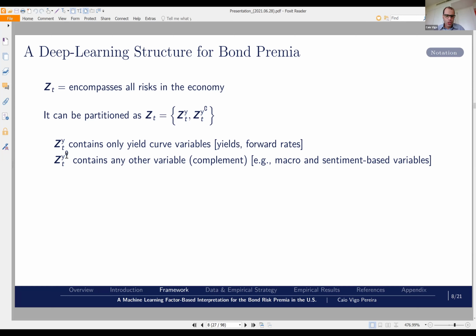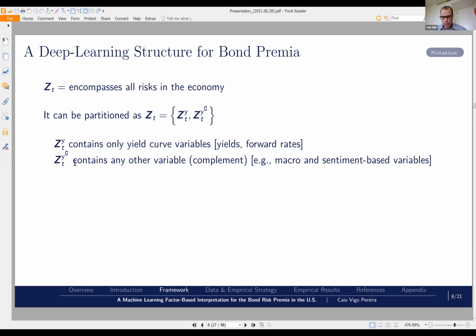That is all information that should be useful for us to understand the bond risk premium, but we cannot find it in the term structure. So for instance, perhaps there is macroeconomic information which is not being spanned in the term structure. So that's why we have a complement there, or simply other variables, for instance, that could be important for that. So this is relating the whole idea.